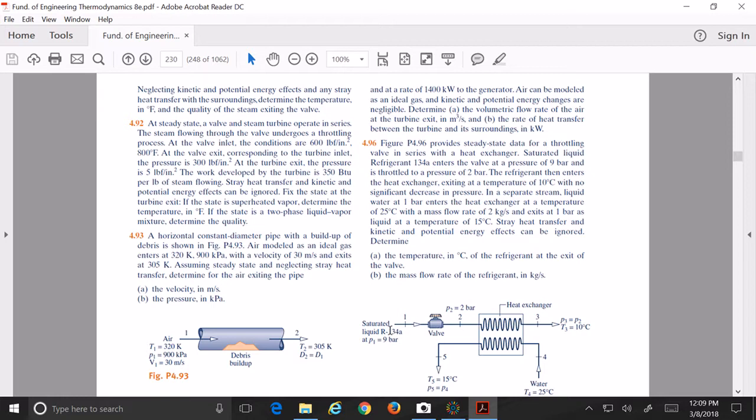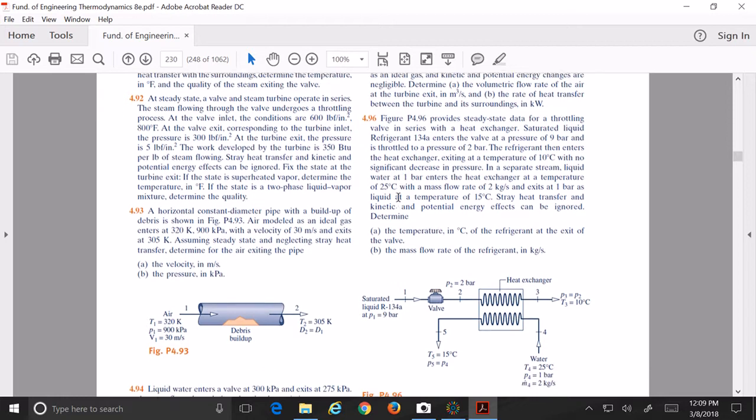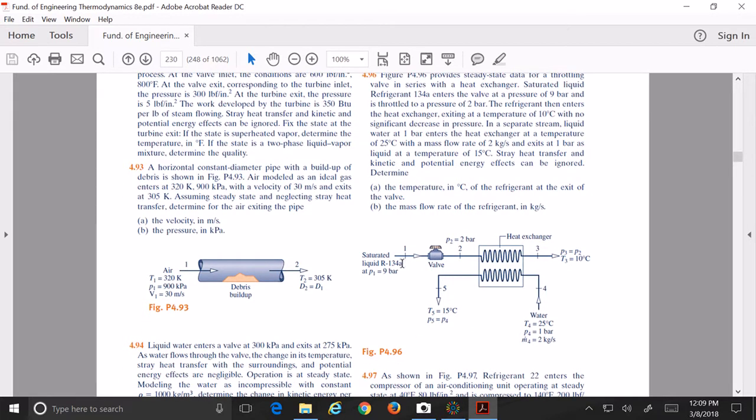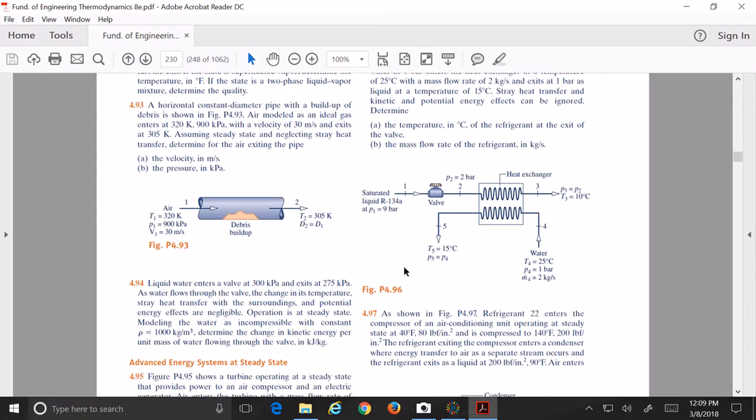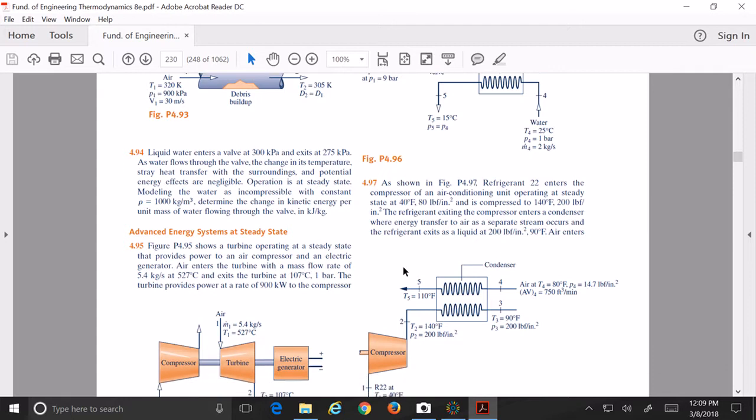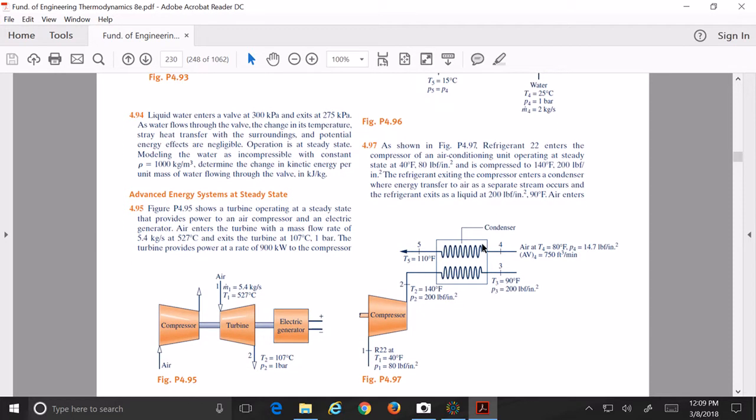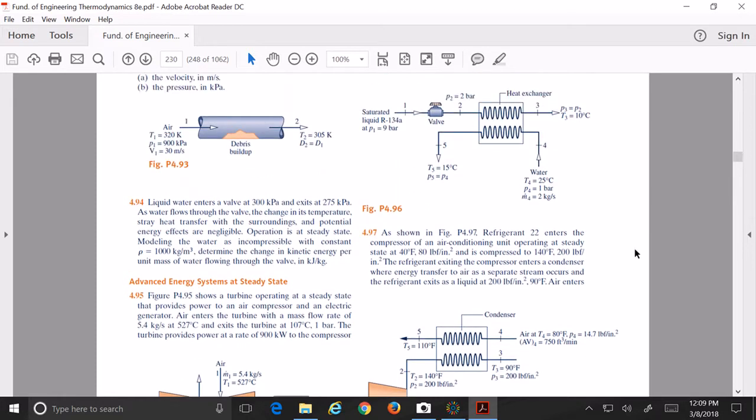97. Okay, what I want to look at are the ones where you have some type of valve. So 96 is part of the homework? No, 97. Okay, so this is the one I will say let's look at, okay? 97 has no valves or anything. You don't have a single problem with some type of valve or throttling device.